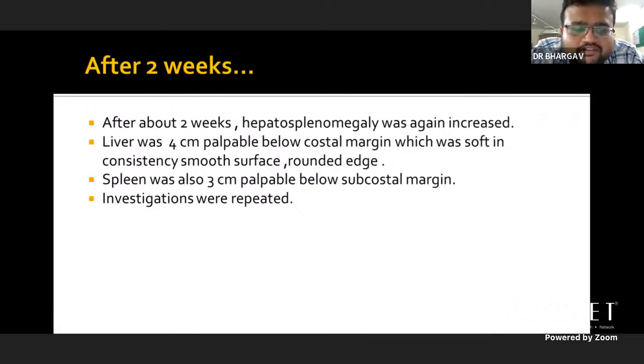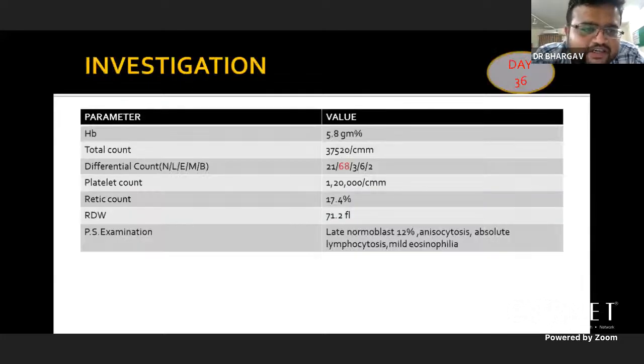So we thought of repeating the investigations, and on repeating them on the 36th day of admission, we found that the child had Hb of 5.8 gram percentage with a total count of 37,520 with 68 percent lymphocytic predominance. The platelet count was not decreased, at 1,20,000, with a retic count of 17.4 percent and RDW of 71.2 femtoliter. Peripheral smear showed late normoblasts 12% with anisocytosis, absolute lymphocytosis, and mild eosinophilia.